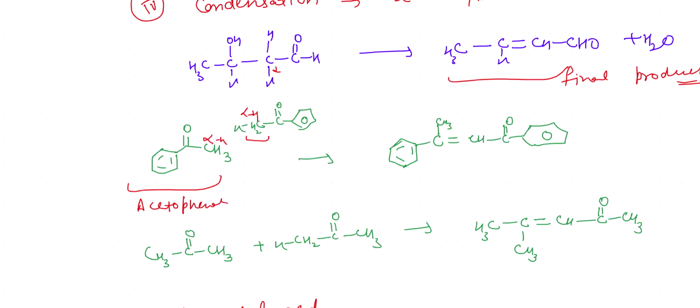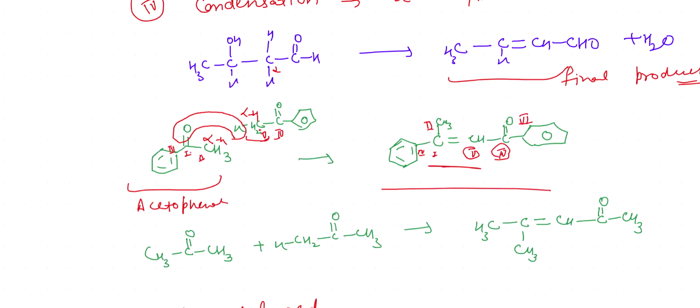The H is abstracted from here and oxygen from here. And look at this molecule. 1, 2, 3. 1, 2, 3. And this is another molecule. 4, 5. And this is your fifth carbon, fourth, and this is your sixth carbon. So there is formation of a bond between carbon number 1 and carbon number 5, and there is a double bond. So this is also a kind of aldol condensation.